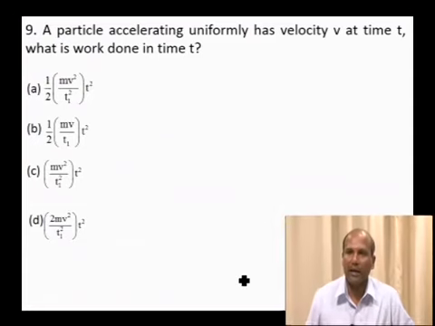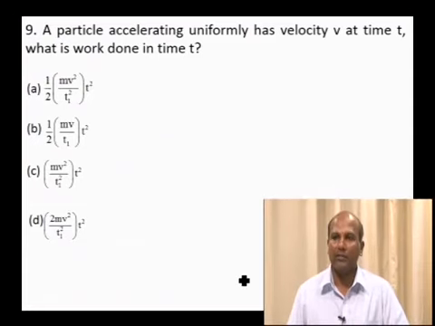So a particle accelerating uniformly has velocity v at time t1. What is the work done in time t? So you have the options given there. Half mv square divided by t1 square into t square, half mv divided by t1 into t square, mv square divided by t1 square into t square, 2 mv square divided by t1 square into t square.